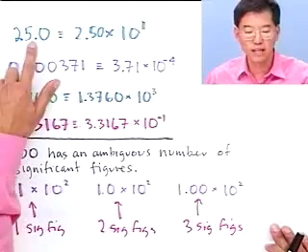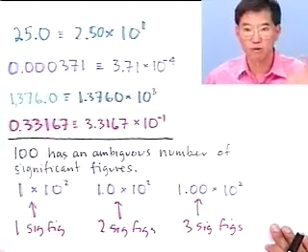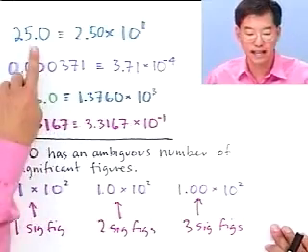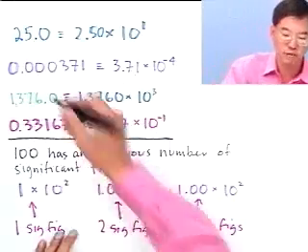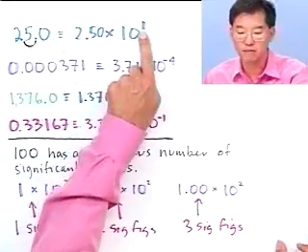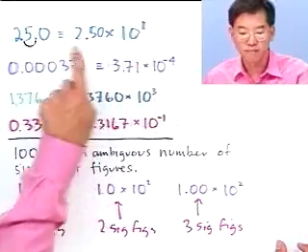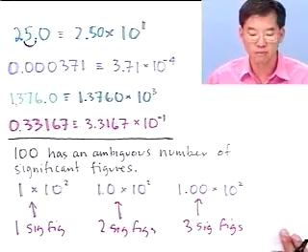25.0. Remember, we want a number that's between 1 and 9.9999999, greater than or equal to 1 and less than 10. So to go from 25.0 to something in exponential notation, we have to move the decimal place one place to the left, which means that we put a positive 1 here, and that number is significant, so it's 2.50 times 10 to the 1.